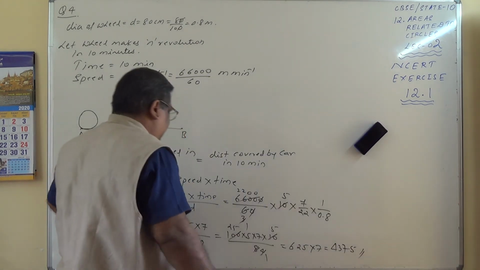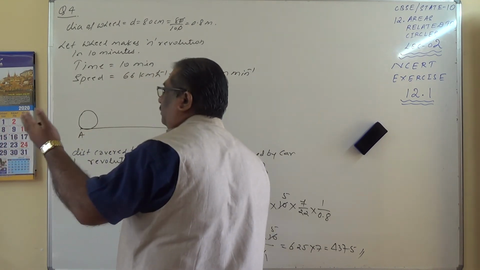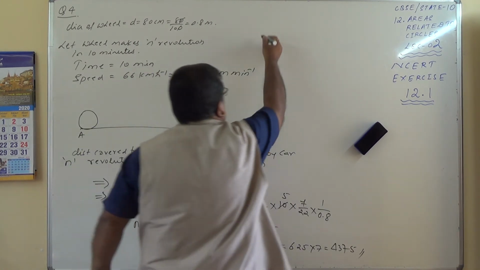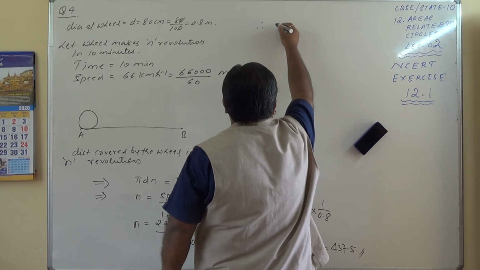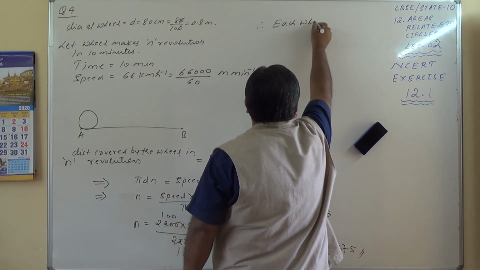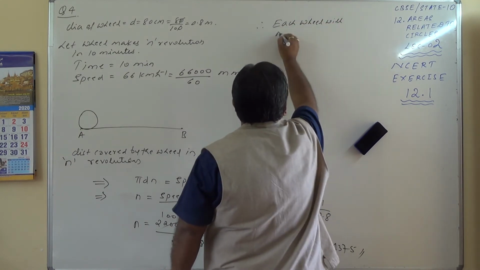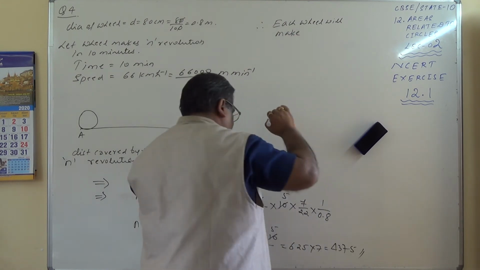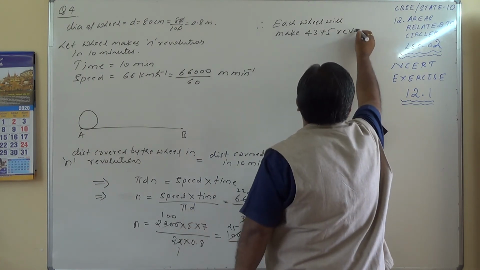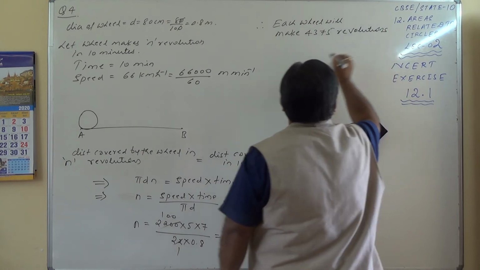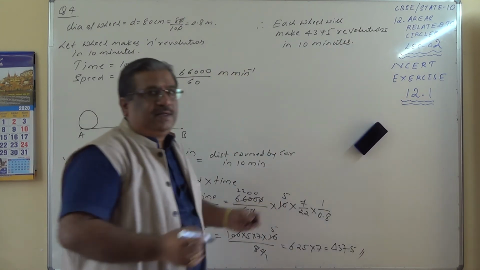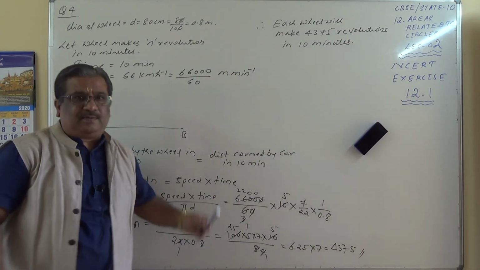And therefore the question asked here is how many complete revolutions does each wheel make in 10 minutes? Therefore final answer, each wheel will make 4375 revolutions in 10 minutes. I hope you are able to understand this question. So make a note of this one.